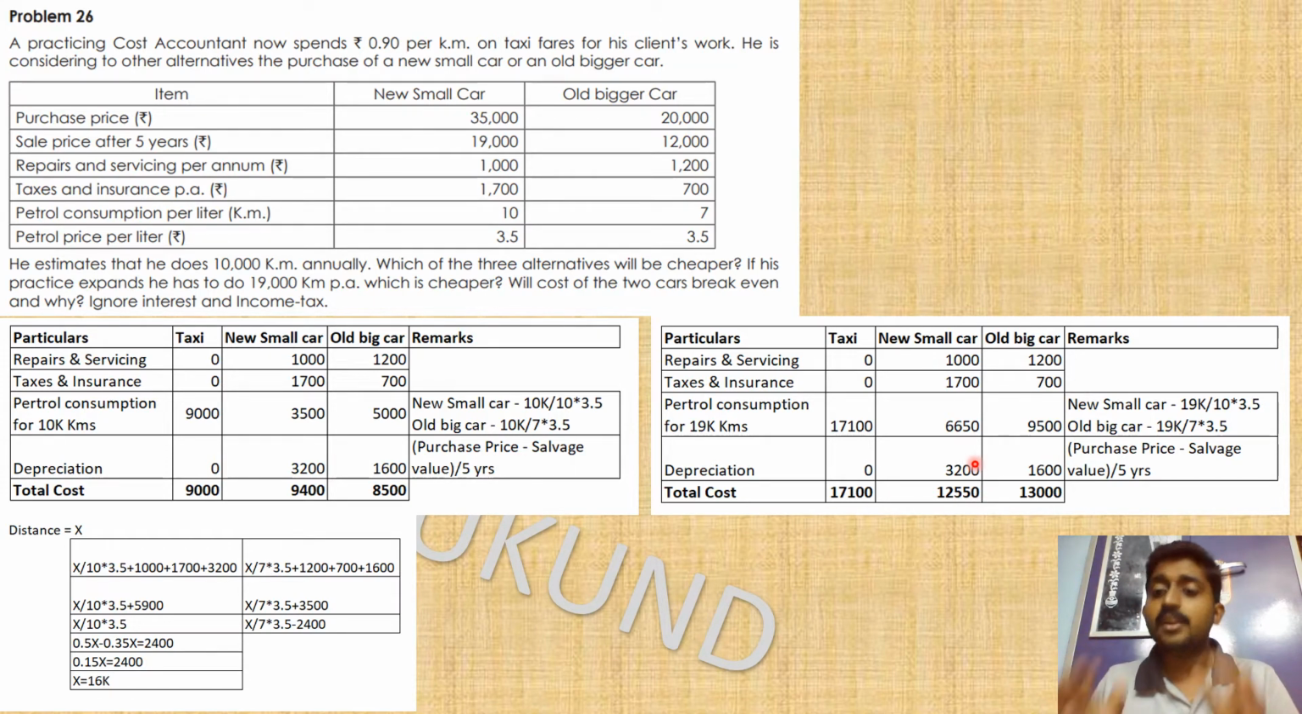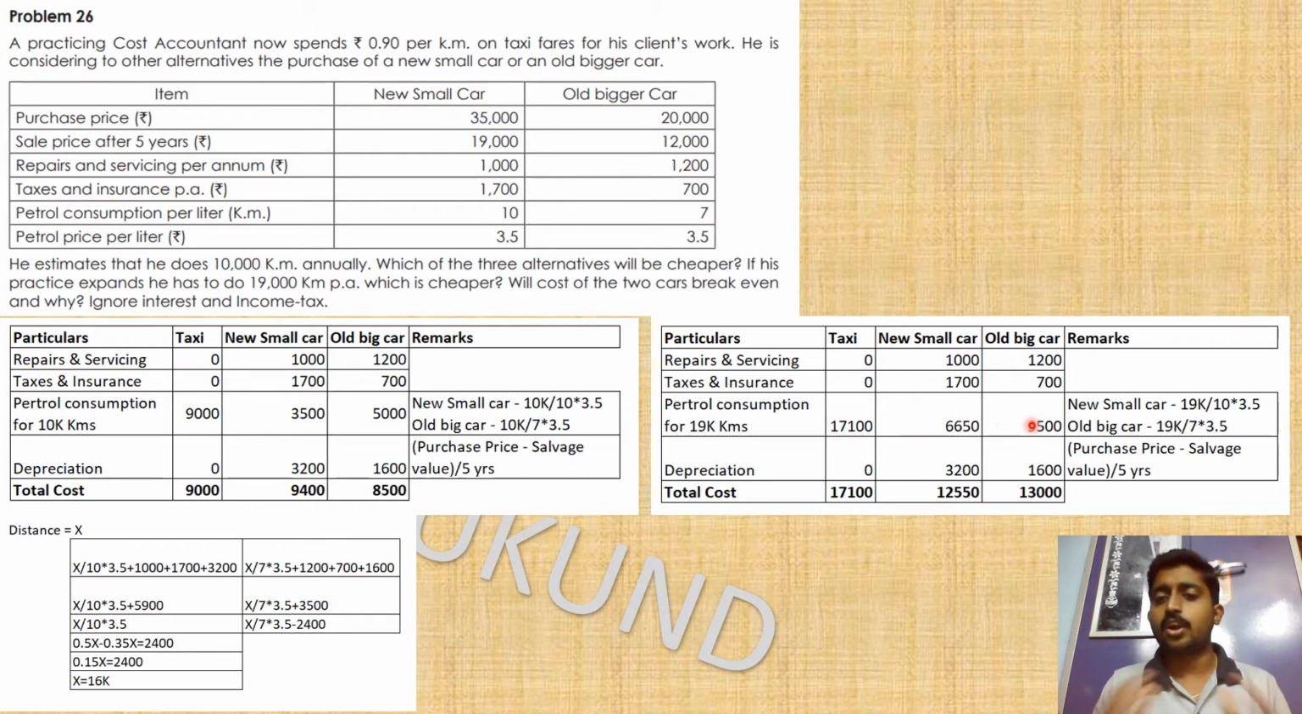But only the petrol consumption will change, because at 10,000 kilometers the petrol consumption will be some value, and at 19,000 kilometers it will be a little higher. So for 19,000 kilometers, 19,000 into 0.9 will be the petrol consumption for the taxi. That is the taxi fare. Next, you are comparing it with a new small car. So 19,000 kilometers divided by 10 kilometers per liter gives the liters, which is 19,000 divided by 10 liters, multiplied by 3.5 rupees per liter. Apply the same formula, and you can find the value for the old bigger car also.